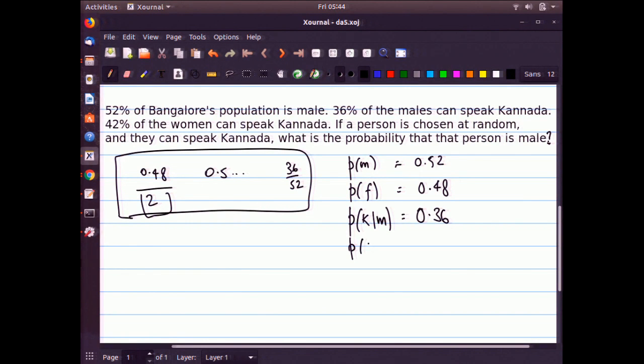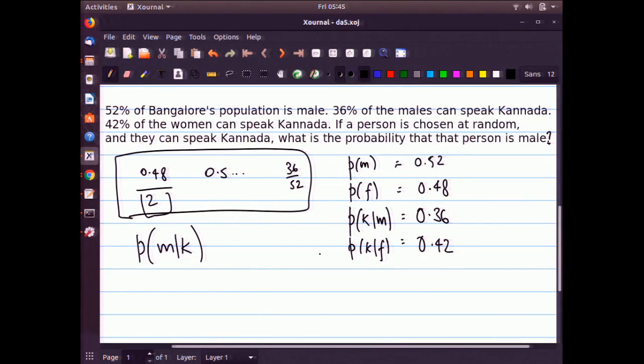Similarly, you know the probability of, so this is conditional, right? It's not really a division. What you're saying is, if you know that you've drawn a female sample, what is the probability they can speak Kannada? This is 0.42, right? And what do we need to find? We need to find the probability that if you choose a person and they can speak Kannada, so we know they can speak Kannada, what is the probability that they are male?